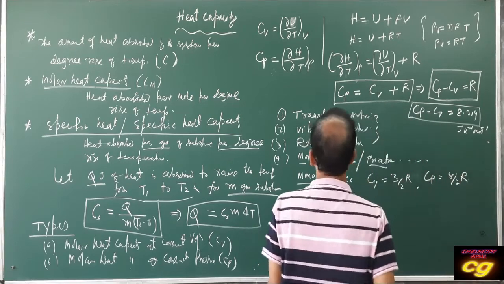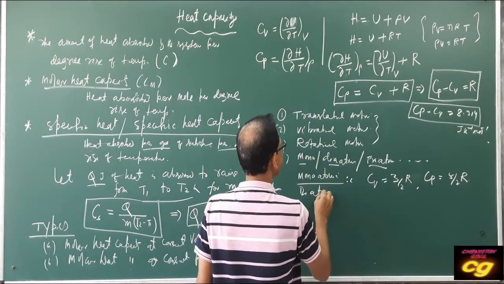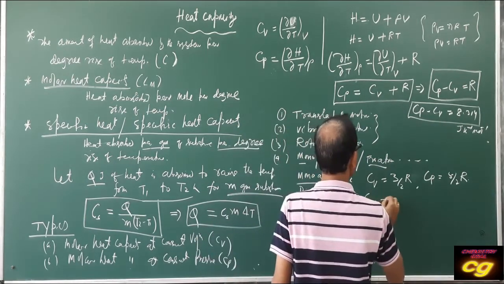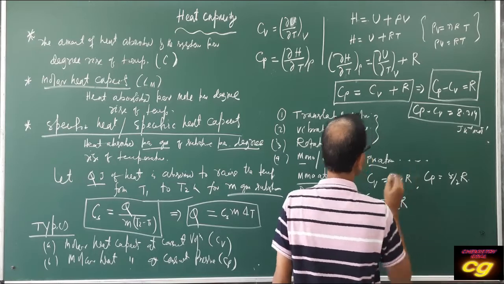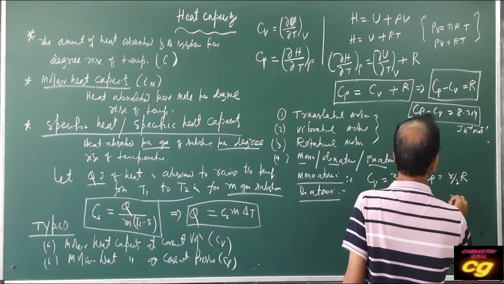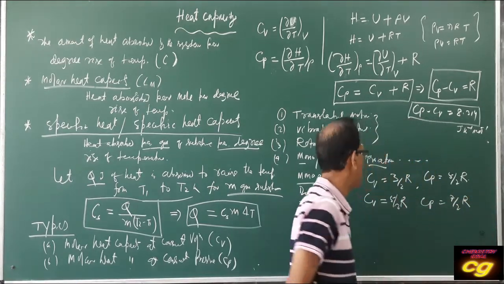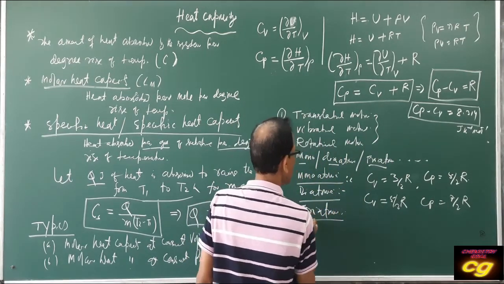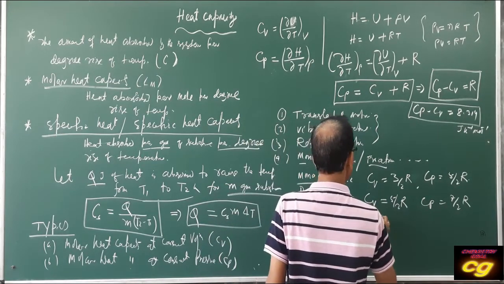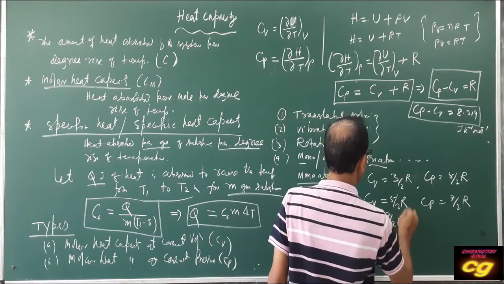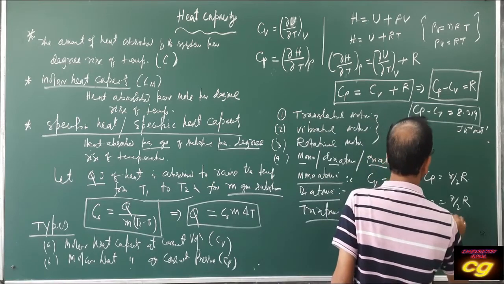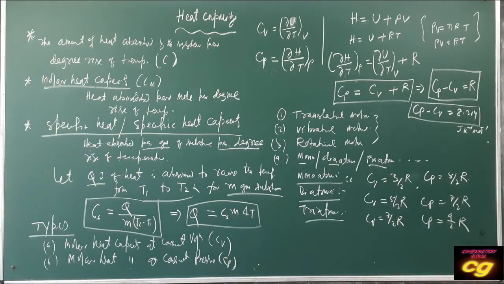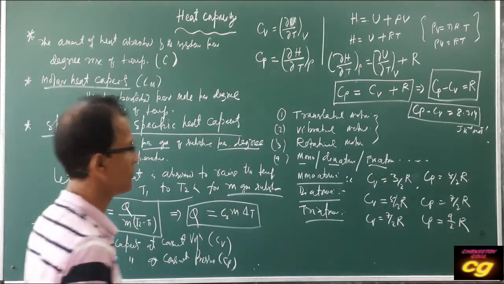This is for monoatomic. For diatomic, Cv is equal to 5 by 2 R and Cp is equal to 7 by 2 R. Just 2 will be added. For triatomic, Cv is equal to 7 by 2 R and Cp is equal to 9 by 2 R. It will be like this. You have to remember the relation between Cp and Cv for monoatomic, diatomic, triatomic.